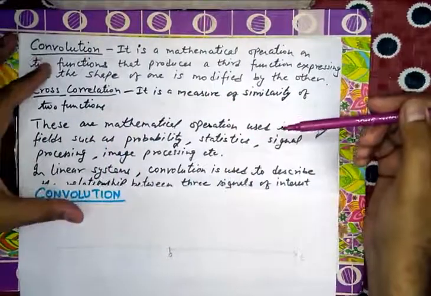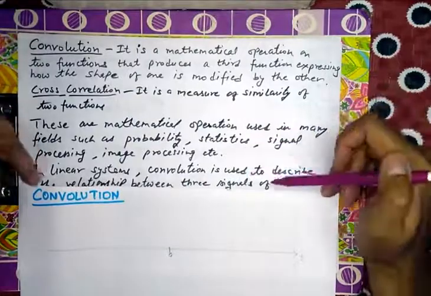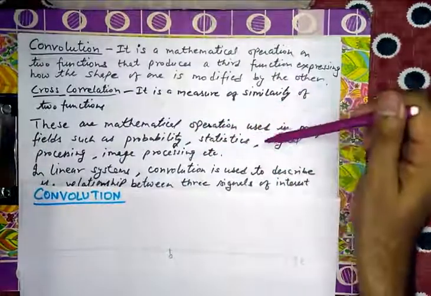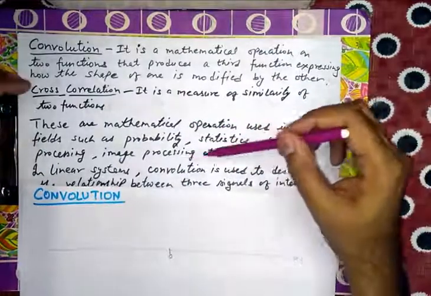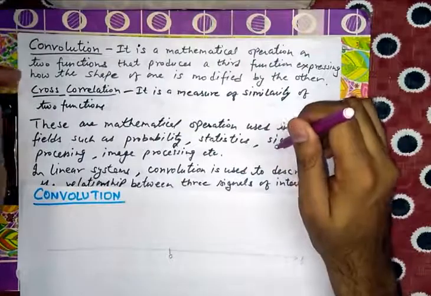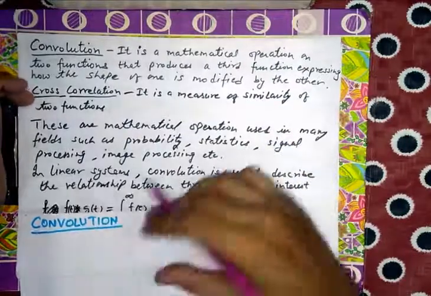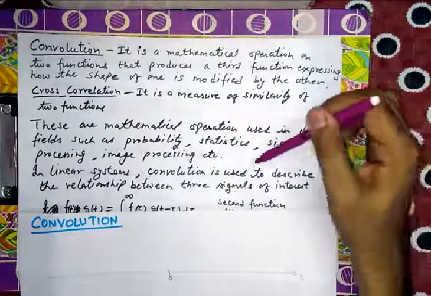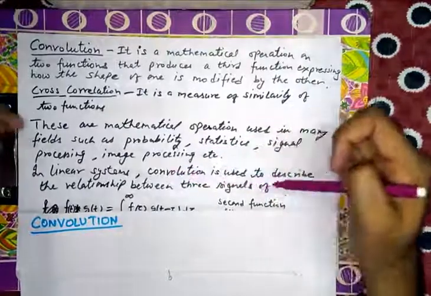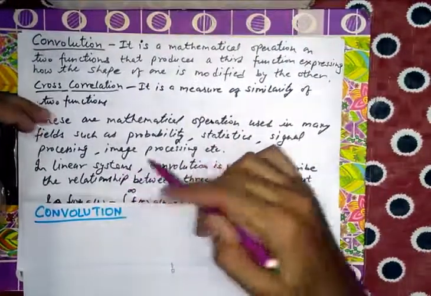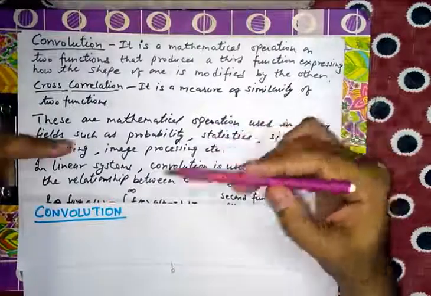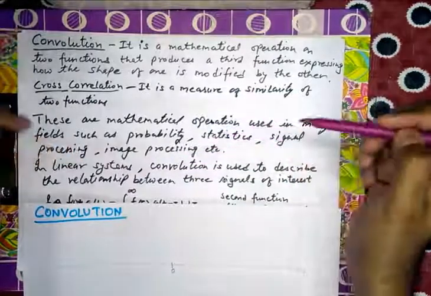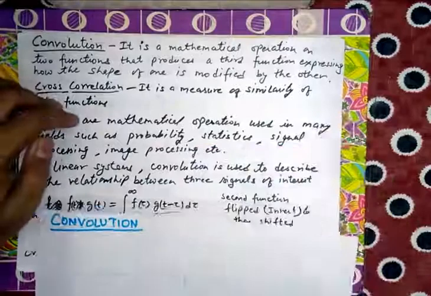These mathematical operations are used in many fields such as probability, statistics, signal processing, and image processing, but we are more concerned with signal processing here. So in linear systems, convolution is used to describe the relationship between three signals of interest: input, system and output, x, h and y.